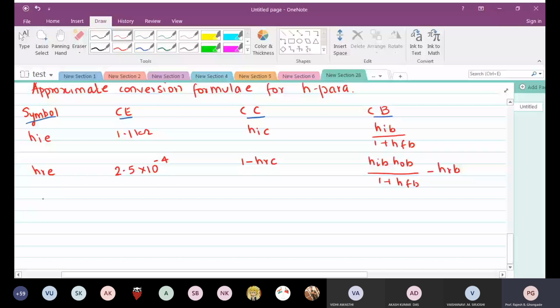HFE. The typical value of HFE we have seen, we have used 50 most of the times. Of course, it changes from transistor to transistor. In case of common collector, it is 1 plus HFC. In case of common base, this happens to be minus HFB divided by 1 plus HFB.